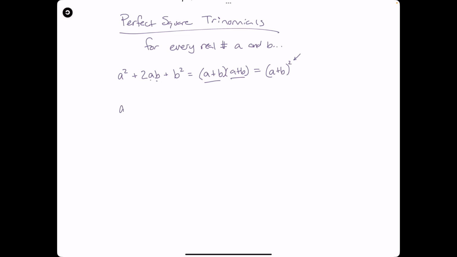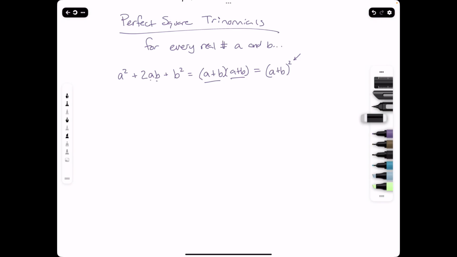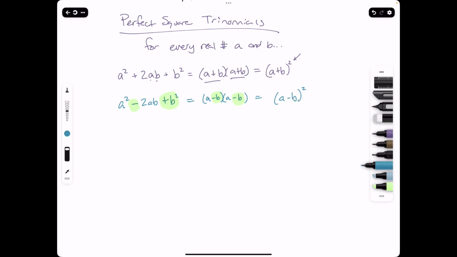It works the same. Let me change the color actually, just for the fun of it. A squared minus 2ab plus b squared. It's the same sort of thing. The only difference is going to be the sign of b in your binomials. You'd have a minus b, because this negative b times negative b is going to give you the positive b squared that you need, as well as the negative doubling of the a times b in the middle. So then, again, simplified, this would be a minus b all squared.